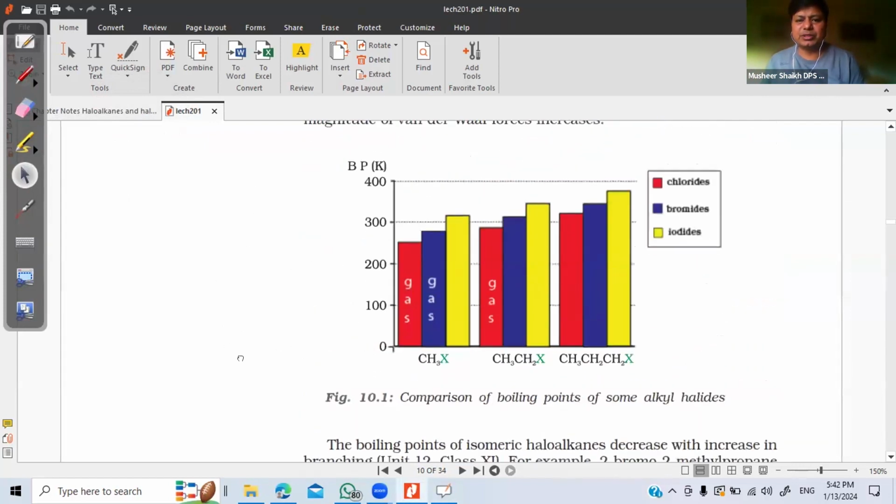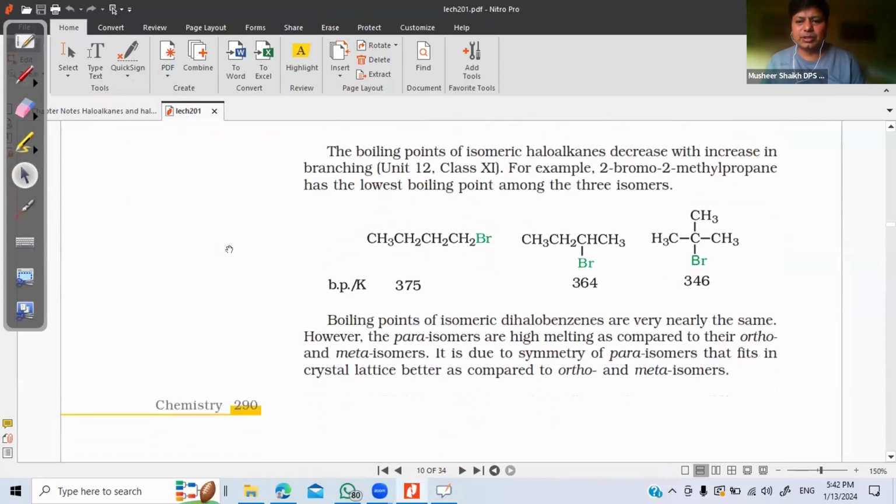This is a comparative graph. You don't have to remember this graph and the data which are given in the book. As of today, the data are not asked.